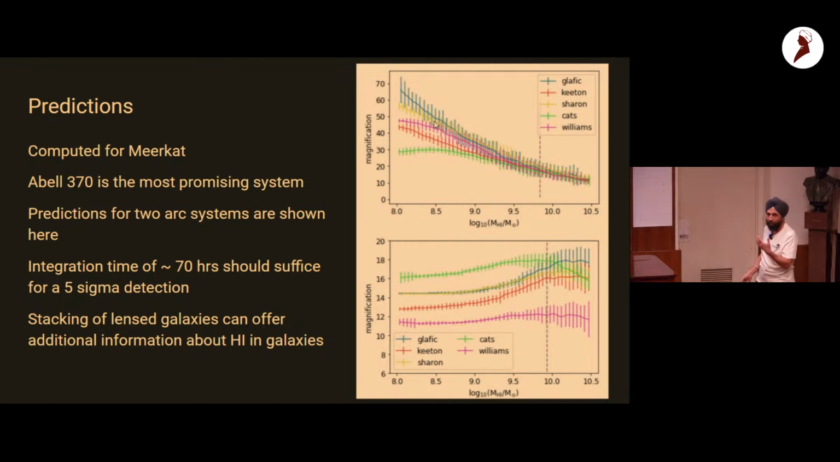So this is the point which I was trying to make, that the lens model for these special image types is determined very well. Even if you don't know the rest of the field that well, that part has to be determined because these are unstable image forms. And Blecher et al. find that an integration time of about 70 hours should suffice for a 5 sigma detection with MeerKAT. We find similar numbers for the uGMRT.